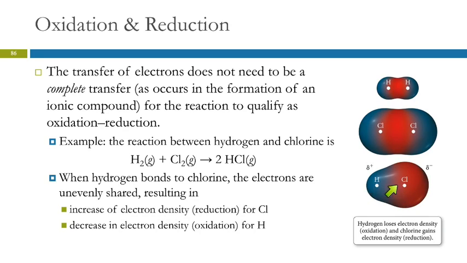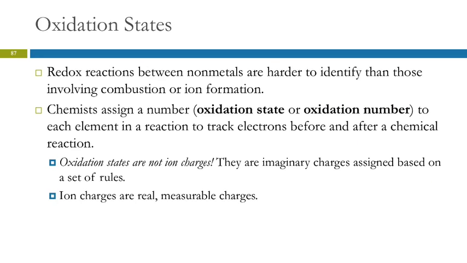This is not an ionic compound, but we have an imbalance here. Chlorine has gained electron density, hydrogen has lost electron density. So there is oxidation and reduction. It's just not a complete transfer. So those are harder to identify because you don't have the ion charges to help you out.